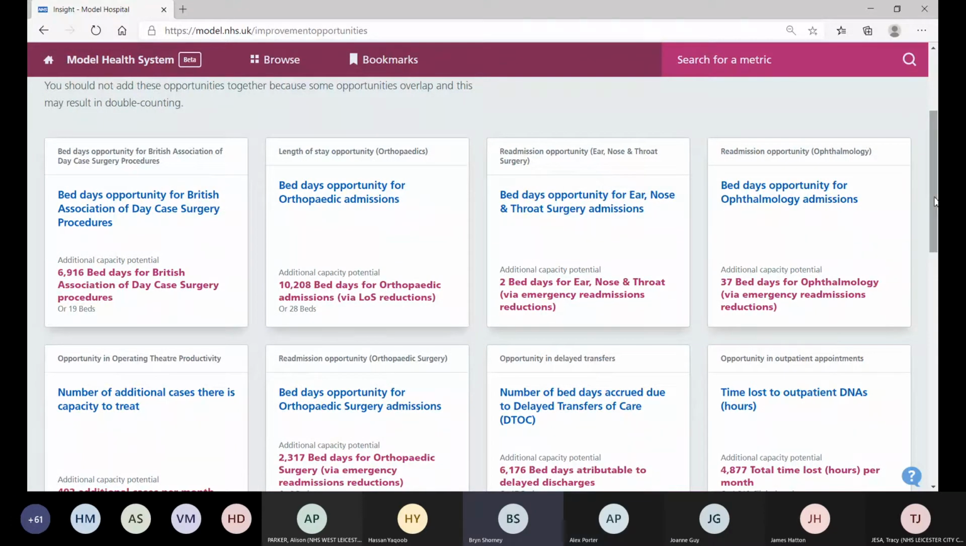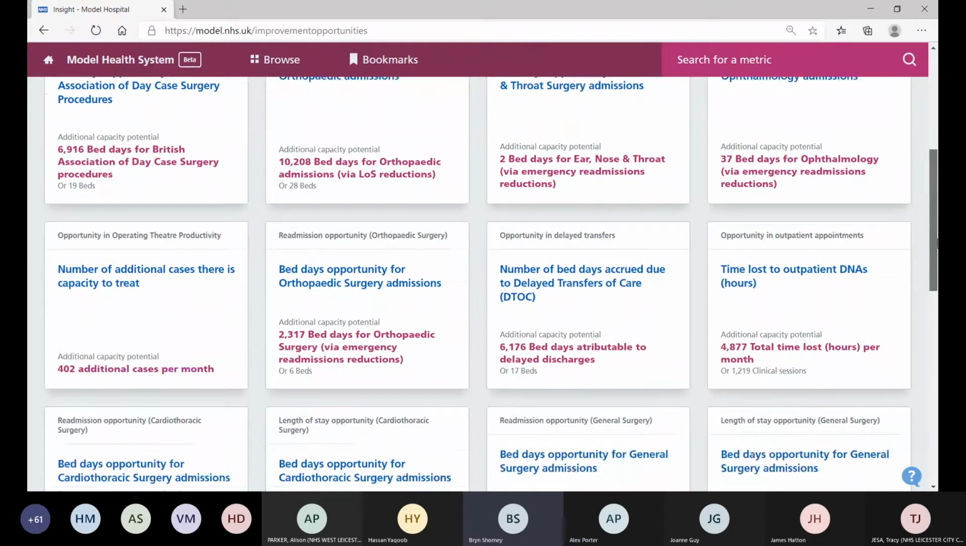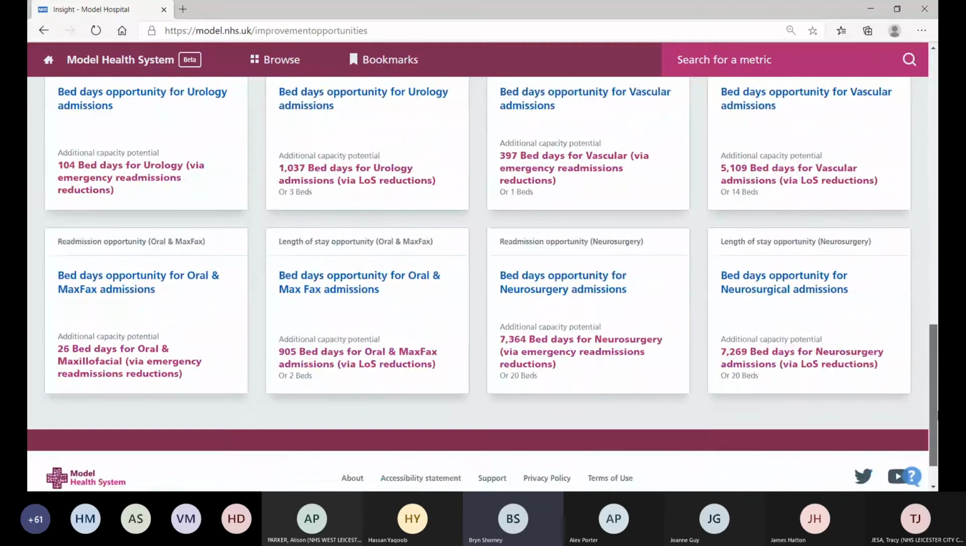So yeah, if I just scroll down, you can see that we've got about 20 opportunities in there, covering a range of different things. What you see in this tile is the headline. This is what the metric is, and this is set up around capacity. So what improvements, what potential opportunities are there to make improvements in terms of capacity, either in bed days or beds?